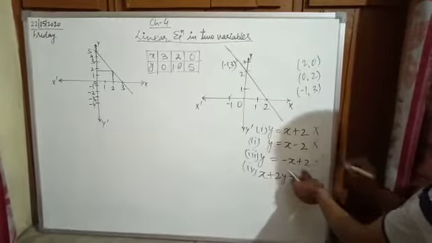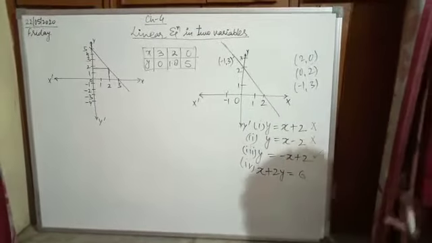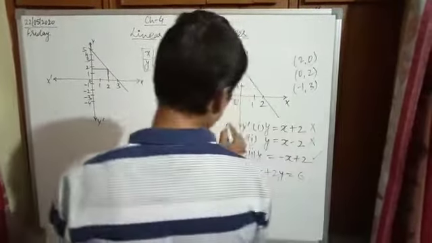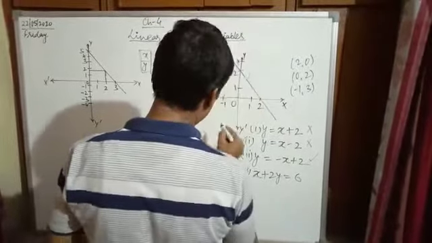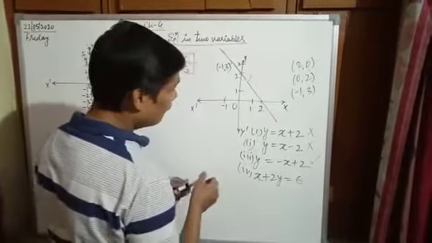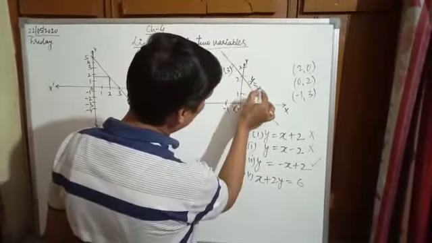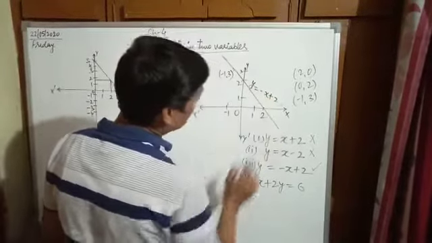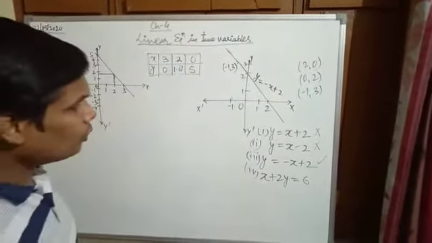It means this is the correct equation. The given graph is of the equation y is equal to minus x plus 2. Now let us check the fourth equation also.